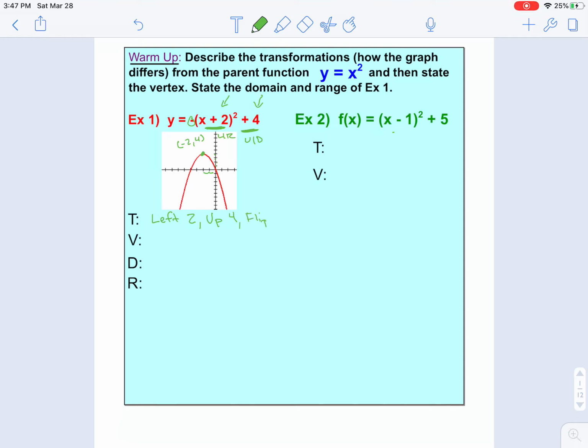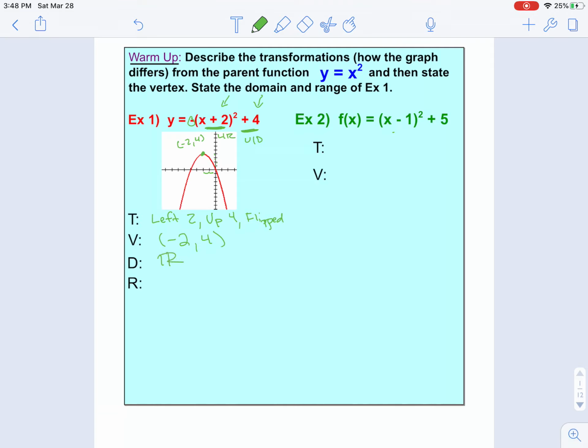And then the last thing, we've got a negative sign out there. So that means that this is going to be flipped, which is something we see in the graph as well, right? Normally it faces up. Now it's facing down. What's our vertex? Well, we already found that. Left 2 means -2. Up 4, +4. There's our vertex.